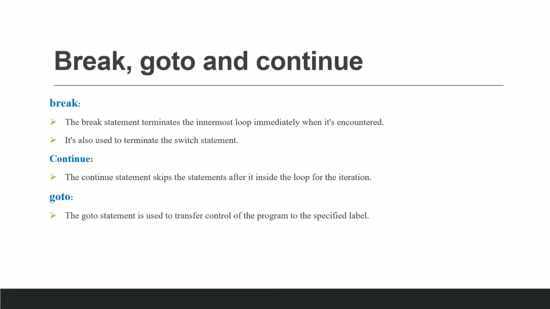Next comes break, goto, and continue. These are jumping statements in C. These are used to alter the normal flow of a program. Break is used to terminate from the loop. That is, if we use the break keyword, the control will come out of the loop.